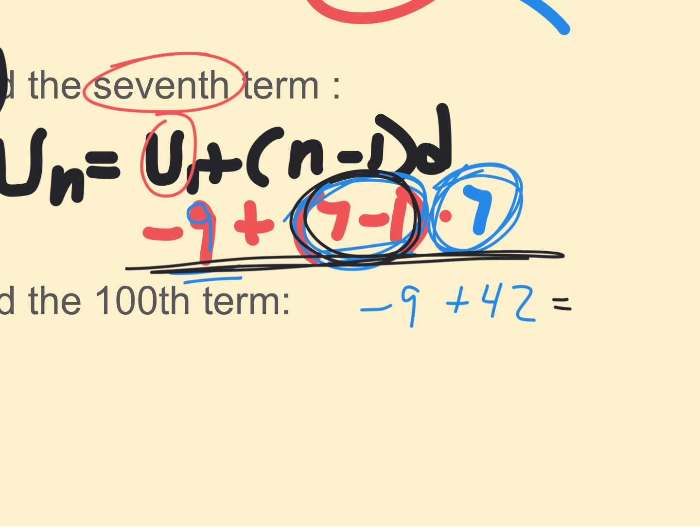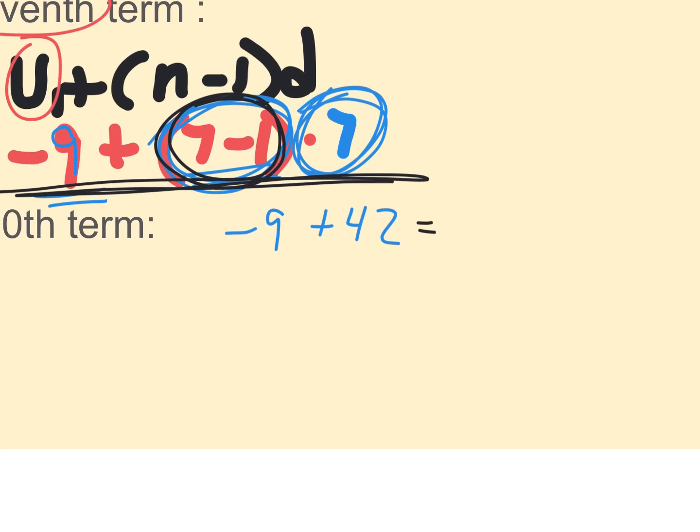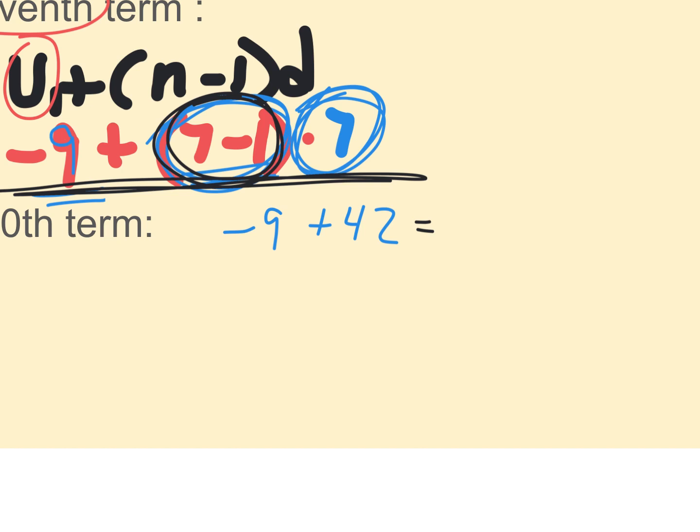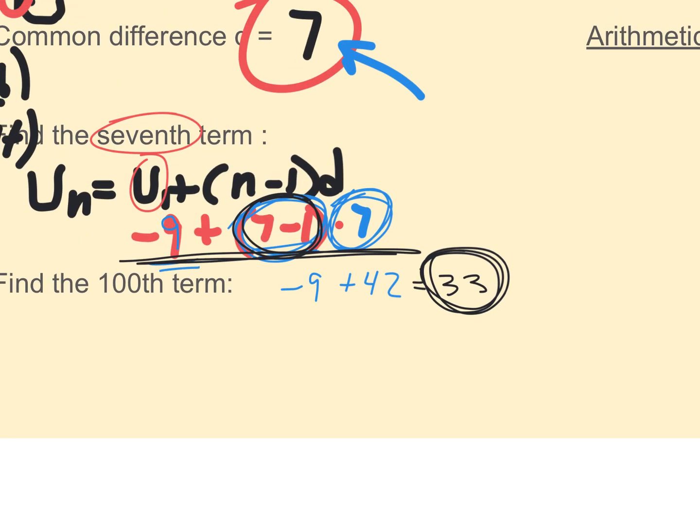What's negative 9 plus 42? Well, I can take away 10 pretty easy, and that'd be 32, but it's not taking away quite that much. So 33 is correct. So 33 is the 7th term.